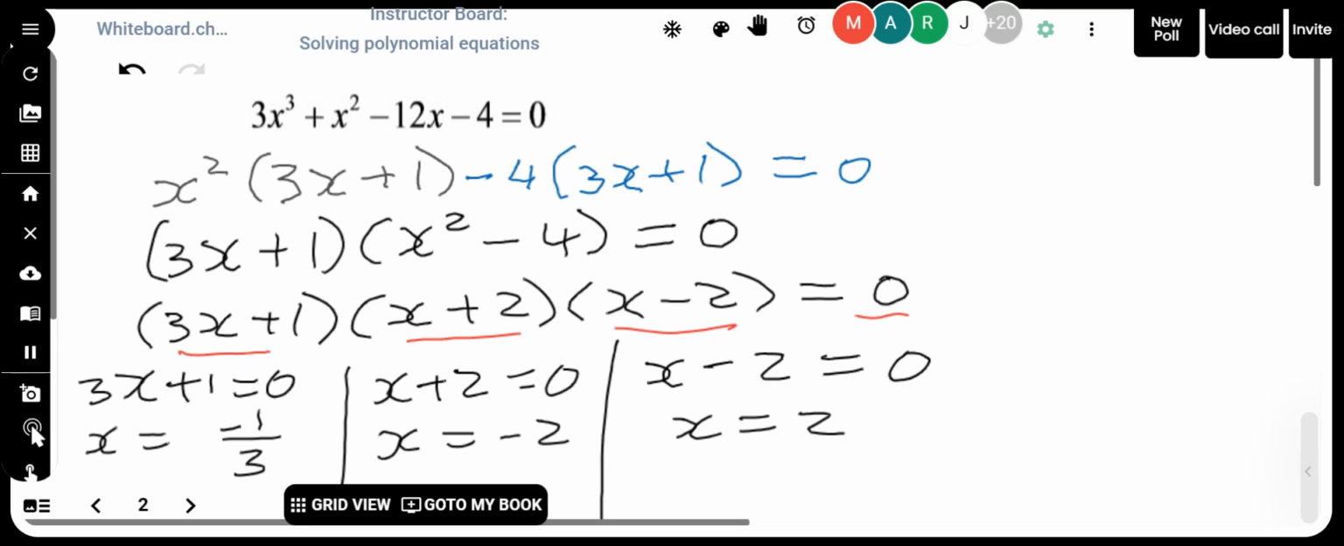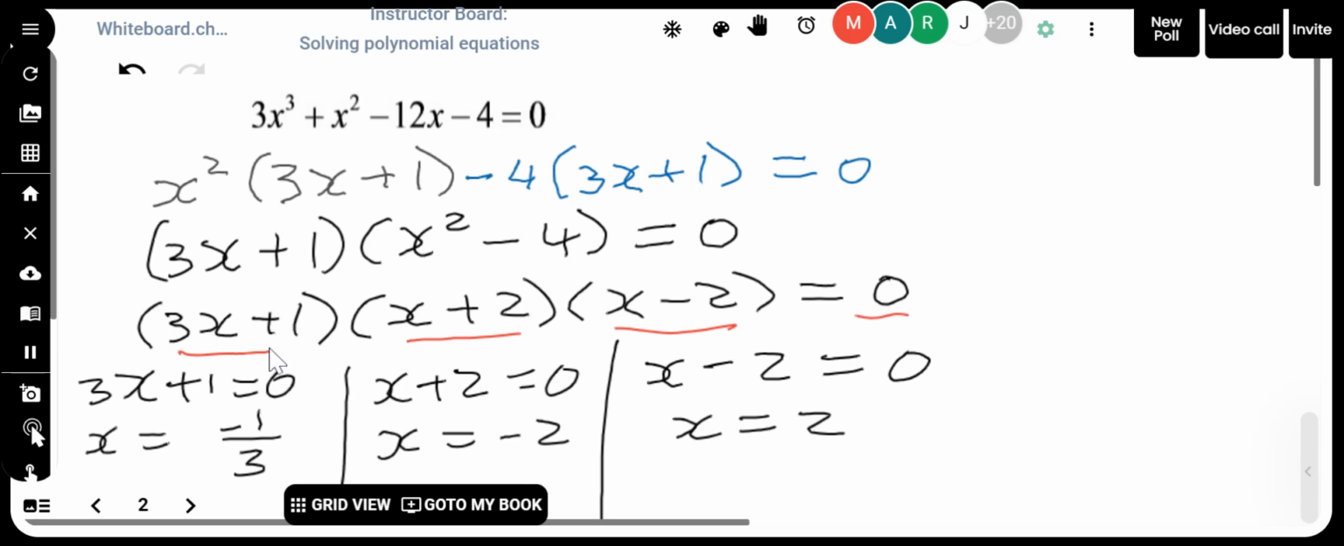You cannot get a product of 0 without one of the things that you're multiplying being 0. That's just not possible, right? One of them has to be 0. So if I'm multiplying the 3x plus 1, which I've just underlined, and my answer is 0, then either the 3x plus 1 is equal to 0, the x plus 2 is equal to 0, or the x minus 2 is equal to 0. That's what the zero product law says. It says that one of these things must be 0 for me to get 0 at the end.